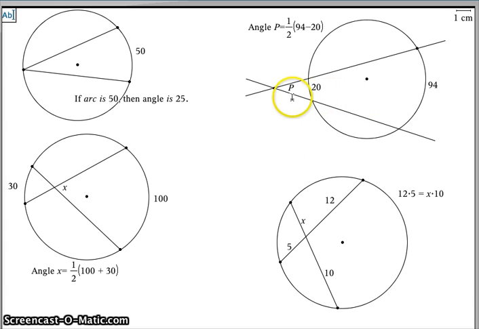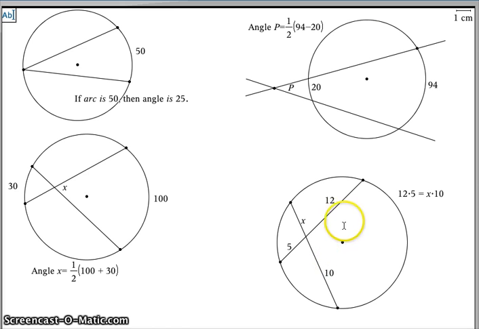Here I have again an angle now whose vertex is on the outside of the circle. So instead of adding my two arcs together, I'm going to subtract them. So I would go 94 minus 20, which is 74, and then I would take half of that, so that would be 37 for that angle P.